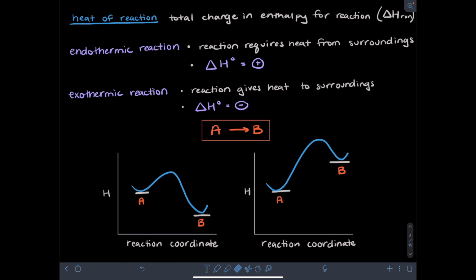I have 2 different scenarios here based on the relative enthalpies of A and B. In the left graph, notice that B is lower in enthalpy than A. The heat of reaction would be negative, and we would call this reaction exothermic. In the other graph, product B is higher in energy than reactant A. Delta H here would be positive, and we would call this reaction endothermic.